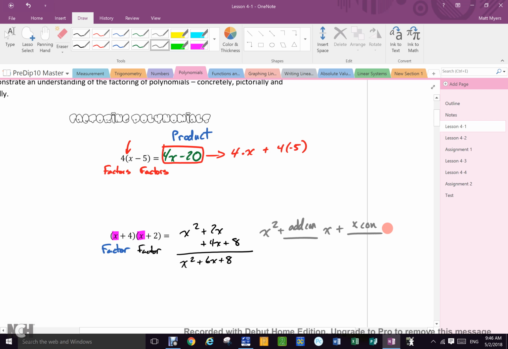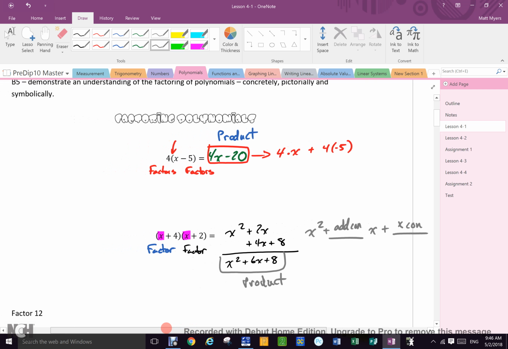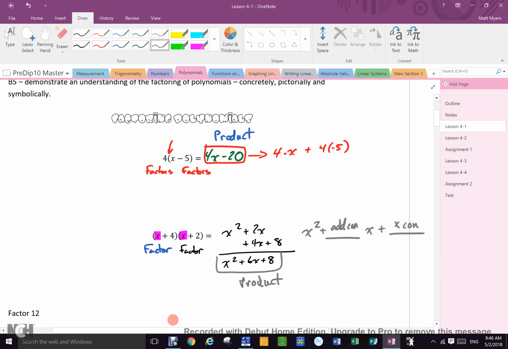Okay, so that must mean, again, I can use some kind of math magic to get from my product back to my factors. Everybody cool? If you were in my grade 9 class, we did a crap ton of this. If you were in Mr. Hirschman's, I assume you did some.